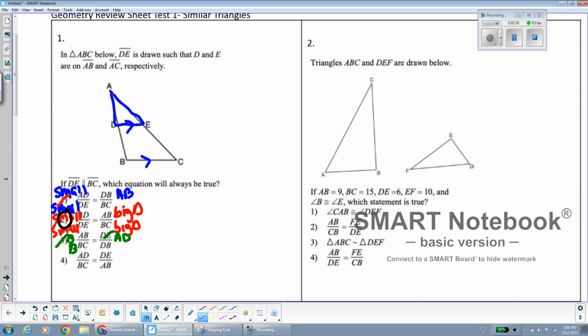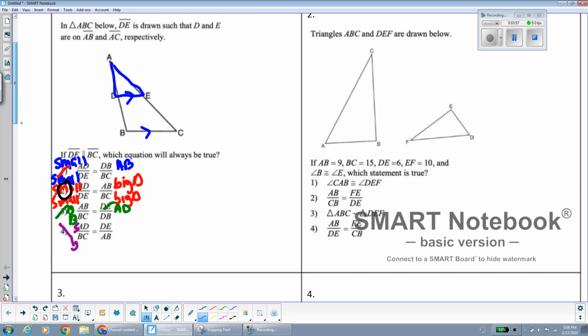And finally, one more choice to look at. AD is from small triangle. BC is from big triangle. So if this is small over big, they should be corresponding, and AD and BC don't correspond, so that's not going to work. The side from small triangle and the side from big triangle that's grouped with it need to be corresponding. So answer choice 2 is our correct answer here.